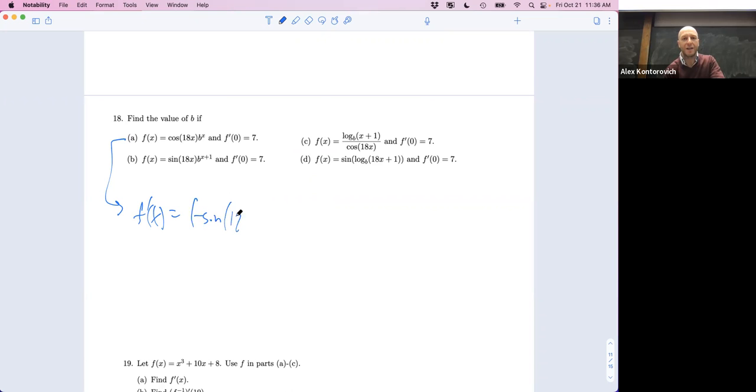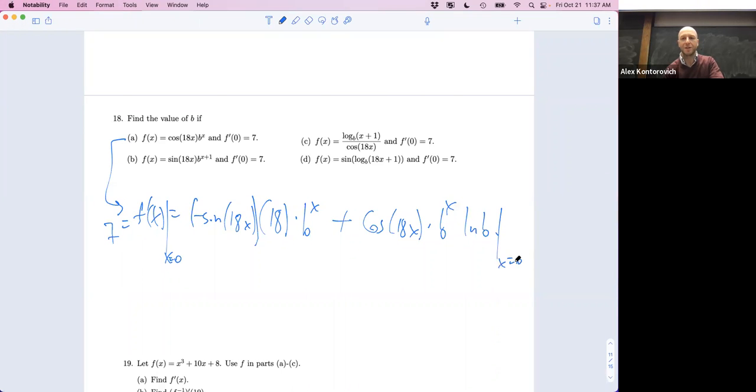Negative sine of 18x, chain rule 18, leaving the second thing alone, b to the x, plus, now I leave the first thing alone, cosine of 18x times the derivative of b to the x is b to the x log b. And I know that the value at x equals 0 is equal to 7. Then when I put 0 in for x, this is gone. Cosine of 0 is 1. This is b to the 0 is 1. So I get the natural log of b is 7. So I get that b is equal to e to the 7.